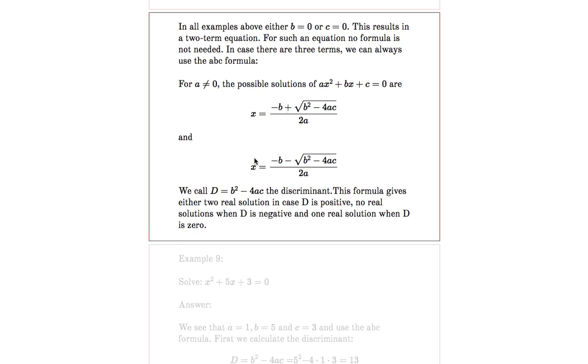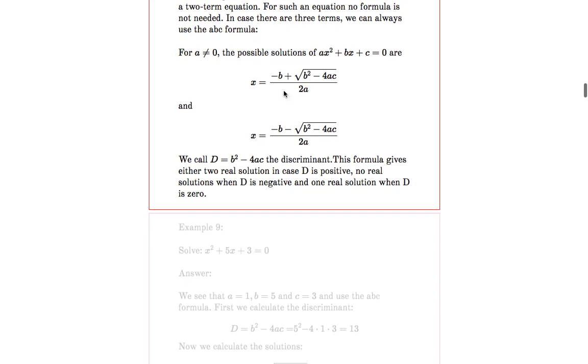And the second solution is this solution. So we take negative b, plus the square root of b squared minus 4 times a times c, and we divide everything by 2 times a. Or the same formula but with a minus sign here instead of the plus sign.